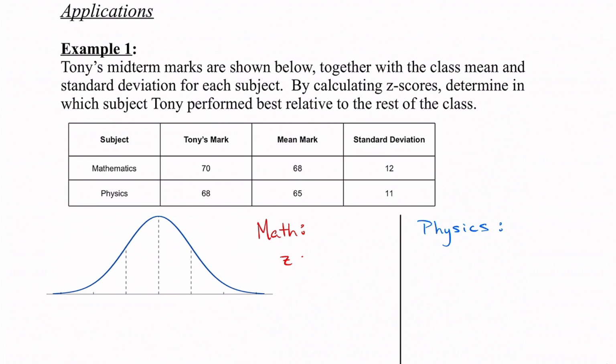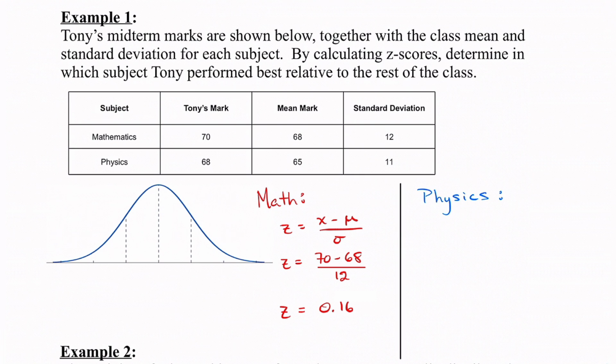So z is equal to x minus mu divided by standard deviation. So z is going to be equal to, x is his mark, so that's a 70 for math, so it's going to be 70 minus the average, which was 68, and then divided by the standard deviation, which was a 12. And when I calculate that, just again, make sure you simplify the numerator first. You're going to get 0.16 repeating.